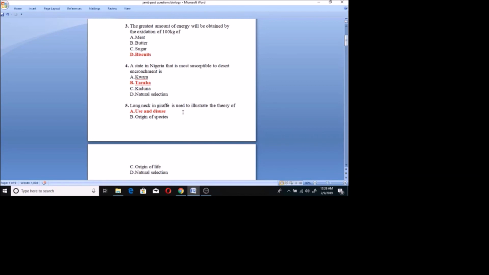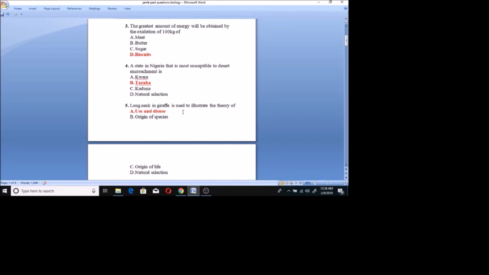20. An example of endospermous seed is: A. Cotton seed, B. Bean seed, C. Maize grain, D. Cashew nut. Answer here is bean seed. The movement of the whole organism to an external stimulus is termed: A. Tropism, B. A taxis, C. A nastic movement, D. A phototropic movement. It's actually a tactic movement.